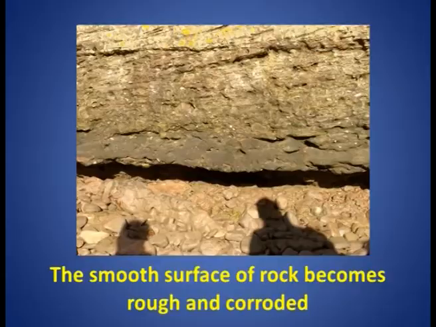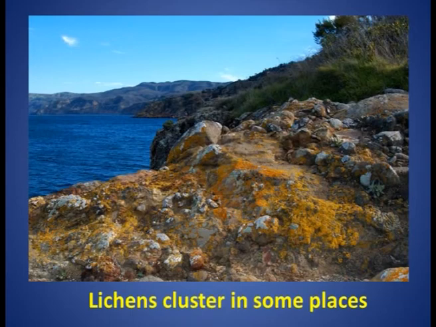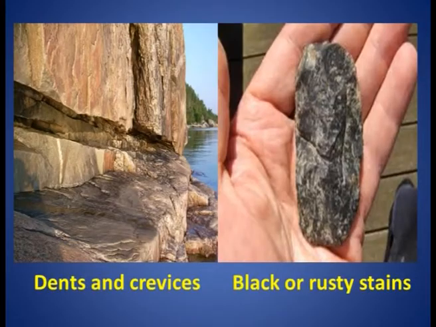The initial cracks expand and their number progressively increases. Small and large fragments fall away from the corners and edges and pile up at the base or roll down the slopes, forming talus deposits. The smooth surface of rock becomes rough and corroded. Lichens cluster in some places, dents and crevasses appear at others, and elsewhere we see black or rusty stains.